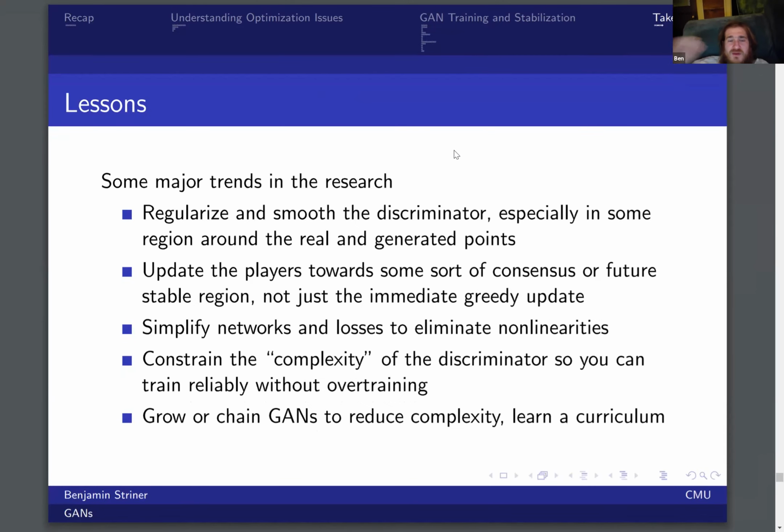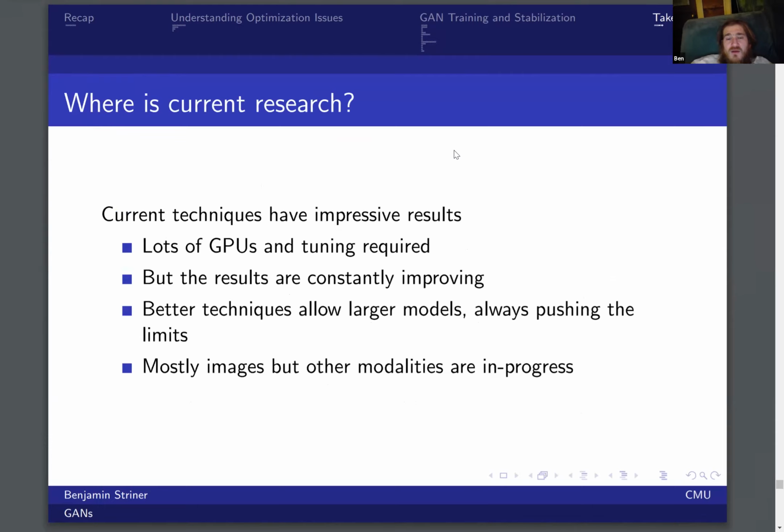Yeah, besides, the major ideas are cleaning up the discriminator, simplifying the discriminator, smoothing it out, constraining it. Many different things have been thrown out, just trying to make this train better. And very impressive results, but a lot of GPUs, a lot of research. Results are getting better. People are using it on new things like audio and text every day. Most of the research has been on images, but you guys have plenty of work ahead of you, whatever you want to use it on.